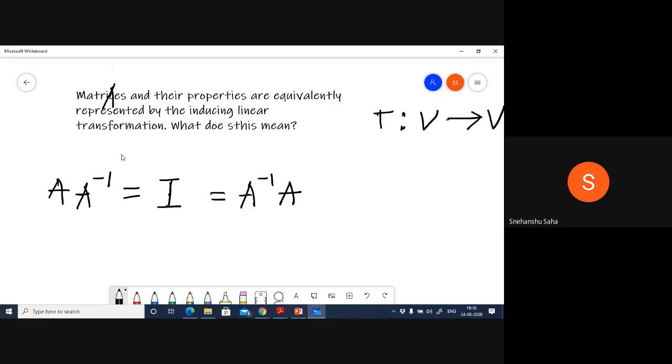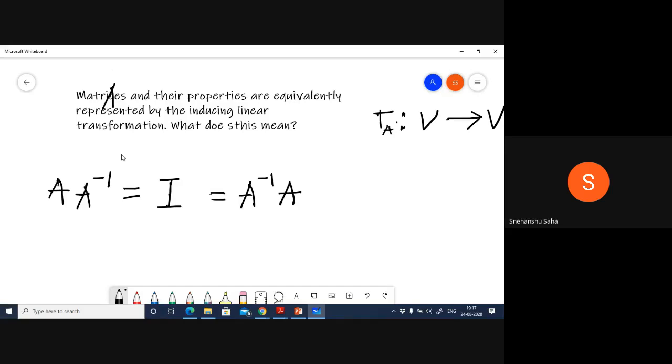Since I am representing both of these spaces by the same notation V, I imply that the dimensions of these two vector spaces are the same. And therefore, by virtue of inducing the linear transformation, I am actually creating a square matrix. In fact, what I should do is call this the matrix A induced by the linear transformation.